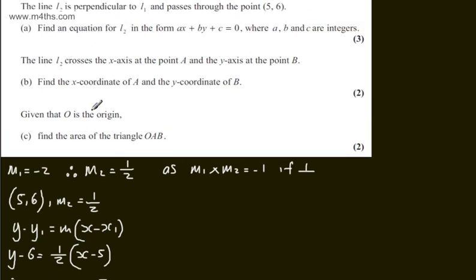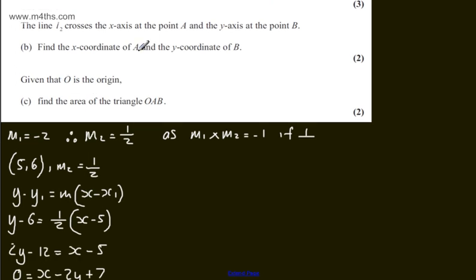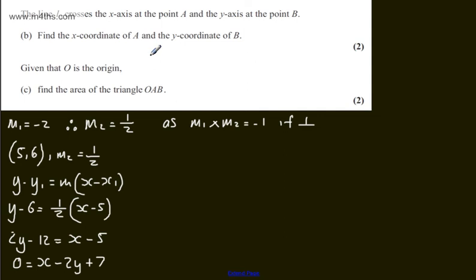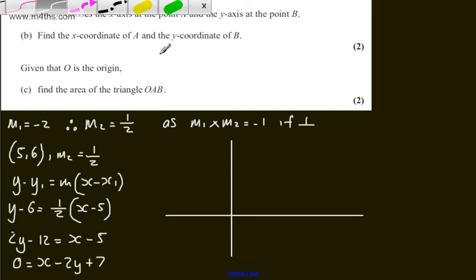We're now told the line L2 crosses the x-axis at the point A and the y-axis at the point B. In part B, we need to find the x-coordinate of A and the y-coordinate of B. If we consider a straight line, it will cross the x-axis when y is equal to 0. So if we consider here the x-axis, we'll have y is equal to 0. Therefore, we will have x is equal to minus 7.